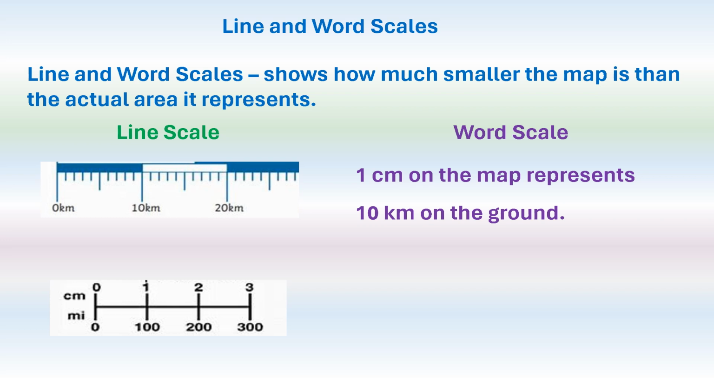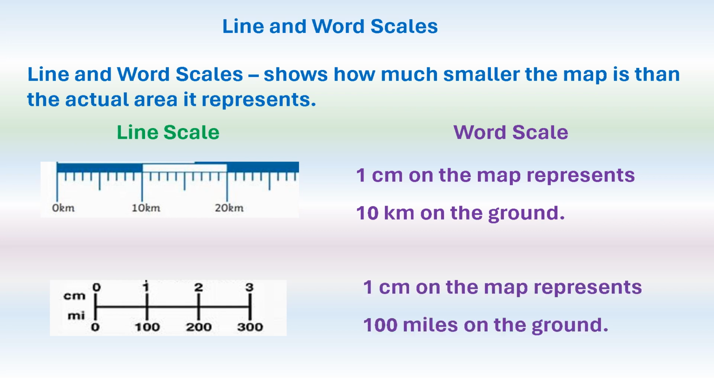Let's look at another example. Now we look at this, we see the centimeters at the top and miles at the bottom. So it's 1 centimeter on the map represents 100 miles. And we write it as a word scale. We say 1 centimeter on the map represents 100 miles on the ground.